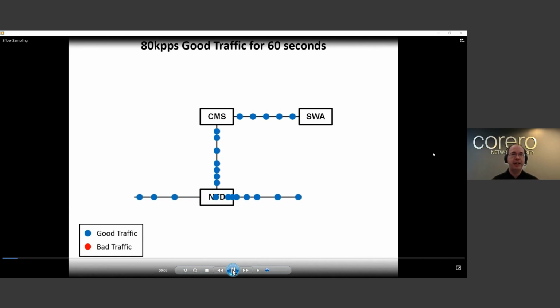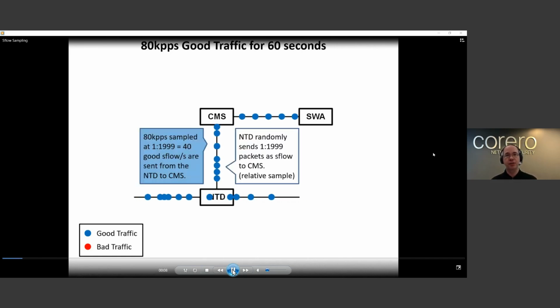So I'm running 80,000 PPS of good traffic, right? By default, and I'll pause this for a second here, our relative sample rate on the NTD is about 1 out of 2,000, right? So that means if you're running 80,000 PPS, about 40 relative sFlow samples are sent from the NTD to the CMS a second. So 80,000 divided by 2,000.